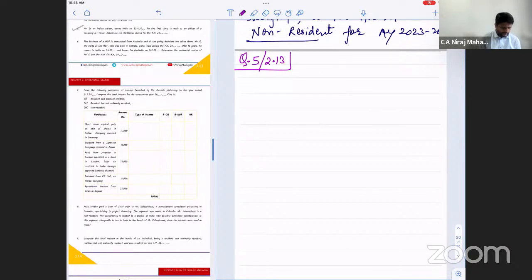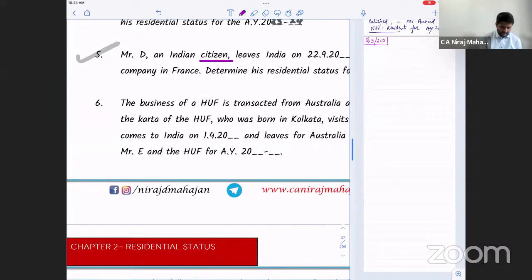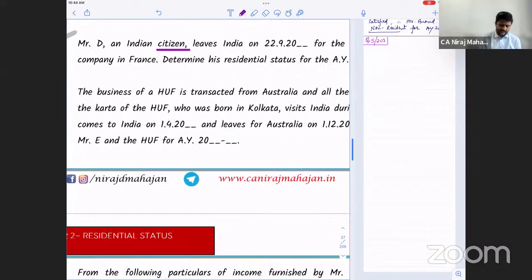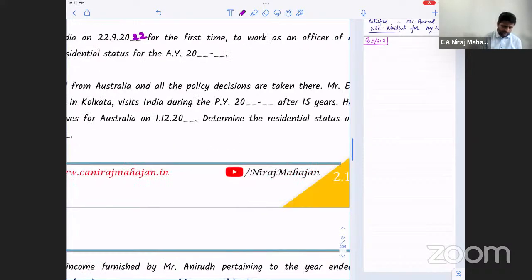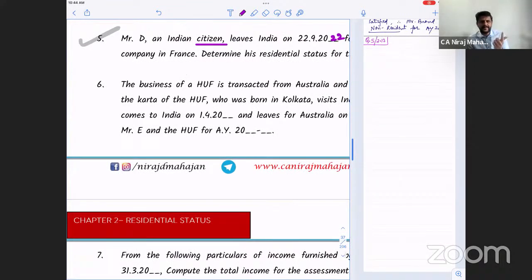Let's check. Mr. D, an Indian citizen given to you, leaves India on 22nd September, current year, for the first time to work as an officer of a company in France. Is he leaving India for employment purpose or no? Is he an Indian citizen? Yes. Leaving India? Yes. For employment purpose? Yes. What will happen? We have to twist the basic condition number 2. Replace 60 with 182 days. Clear till here?